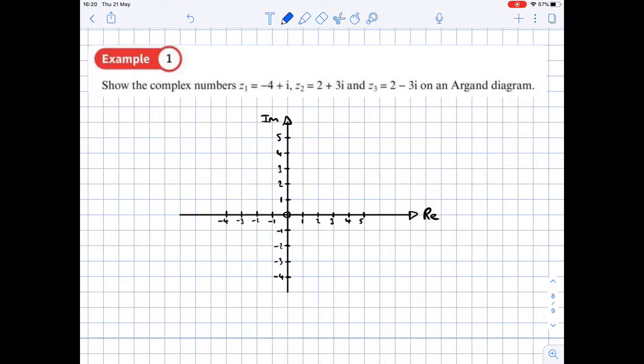Example 1. Show the complex numbers z1, z2 and z3 on an Argand diagram. So here you can see an Argand diagram where the x-axis is the real numbers and the y-axis is the imaginary numbers. So combining those gives us the complex plane. So z1 is minus 4 plus i. Z2 is 2 plus 3i. And finally, Z3 is 2 minus 3i.